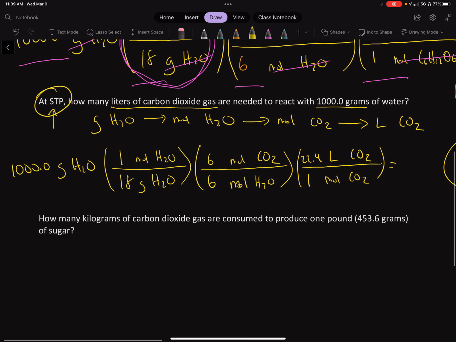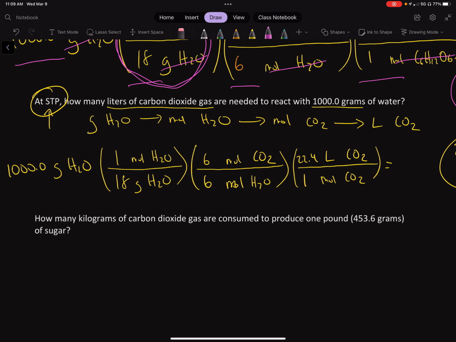Okay, so on your calculator, you're going to do 1,000 divided by 18, multiplied by 6 over 6, which is the same thing as a 1-to-1 ratio, so you don't have to type really anything there. And then times 22.4.